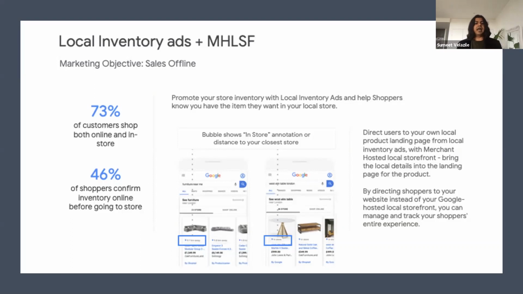Local inventory ads help showcase your inventory and your price information at a local or store level, depending on where the user is. So for example, if I am near store A, I will likely see the inventory and the product information from store A featured in my shopping ads. But if I'm away from all the stores, most likely I will see an online shopping ad, which will take me to the website. So again, if you are in one of those markets where offline sales are big and you want to showcase your inventory at the store level, please make sure that you are onboarded on local inventory ads.